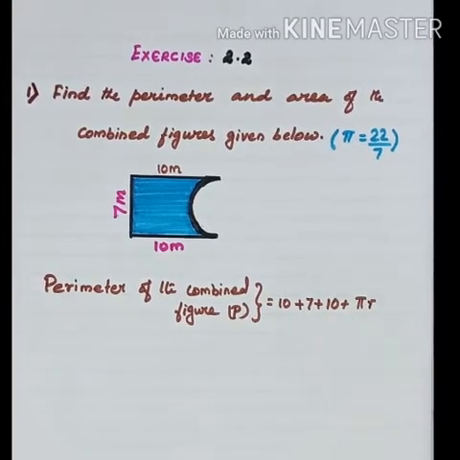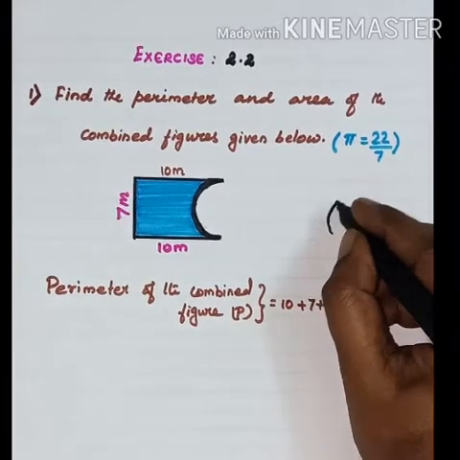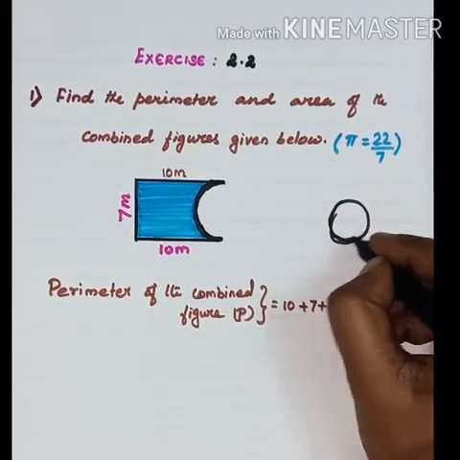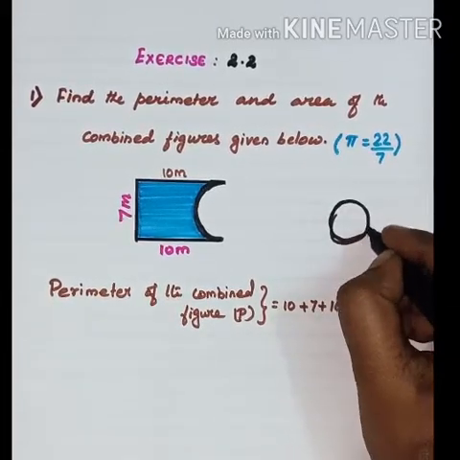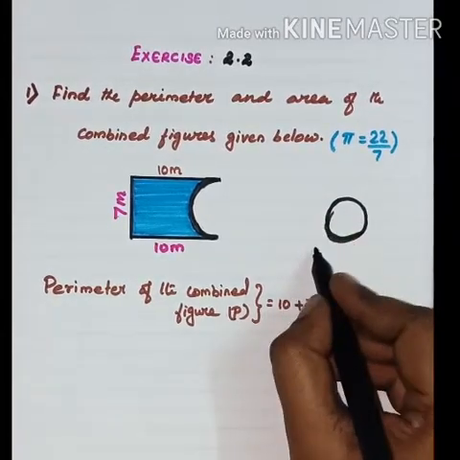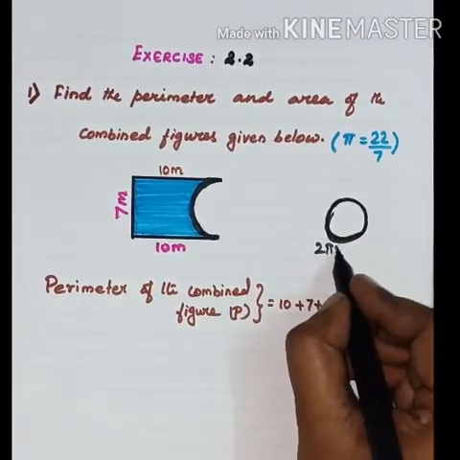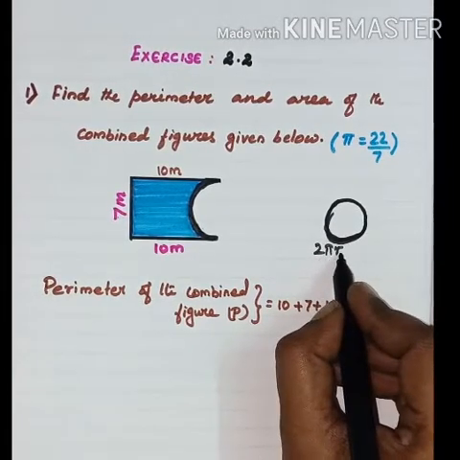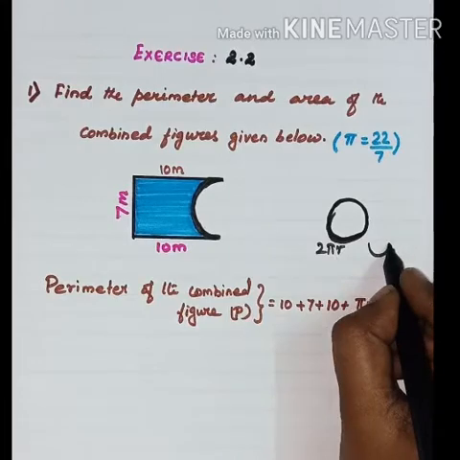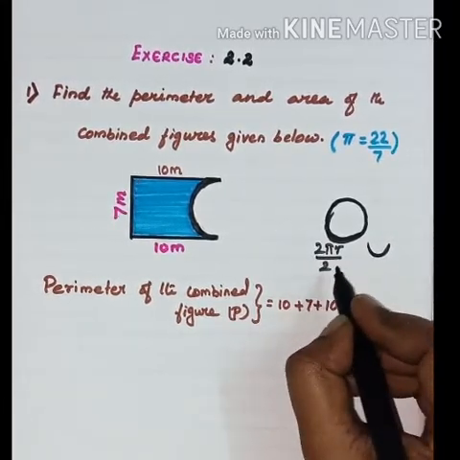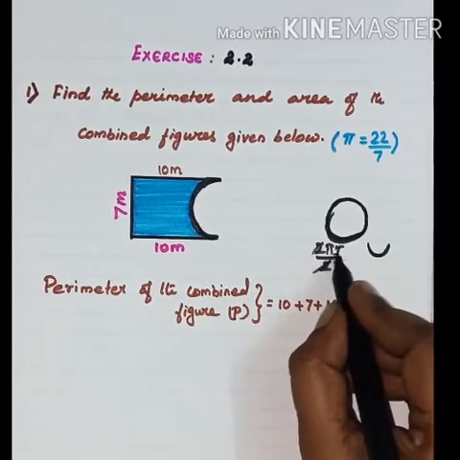How the pi r is coming means, see, in the circle, that is perimeter of the circle is nothing but 2 pi r. That is circumference of the circle is 2 pi r. Half of the circle means you have to divide it by 2. So that will become pi r.